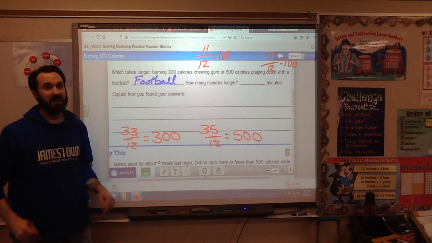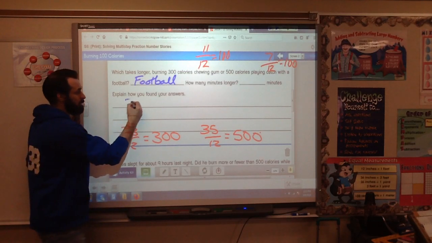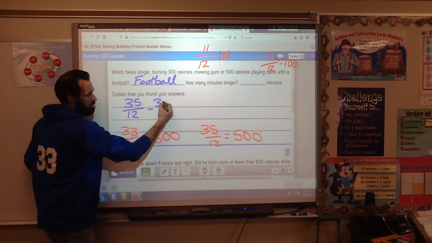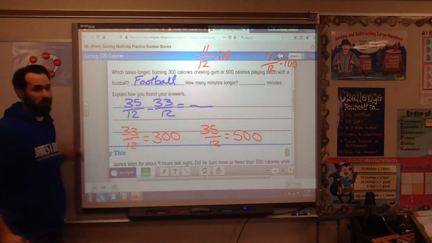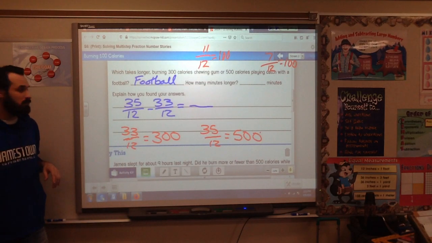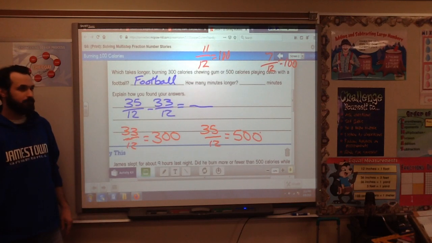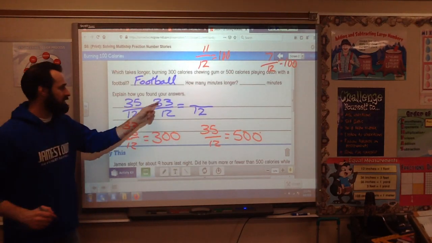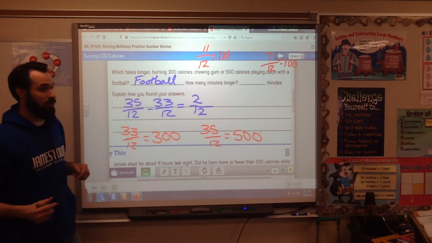But they want to know how many minutes. Well, I'm going to make this super easy for you. We're going to do this a little different way. We take 35/12 minus 33/12. That's going to tell us how many 12ths longer it is. Okay? So go ahead and do that. Figure out your fraction. The denominator stays the same when we subtract. 35 minus 33 is 2. So it's 2/12 of an hour longer.